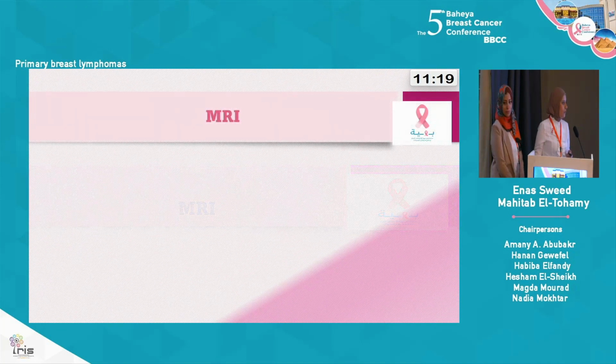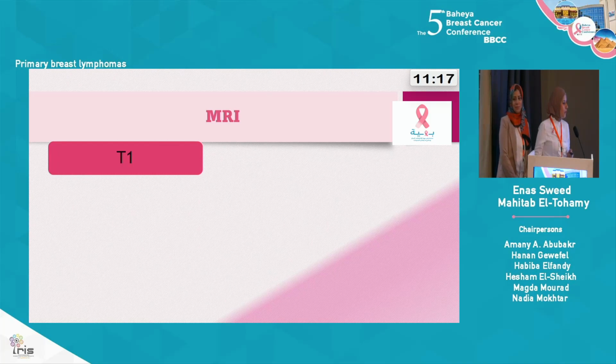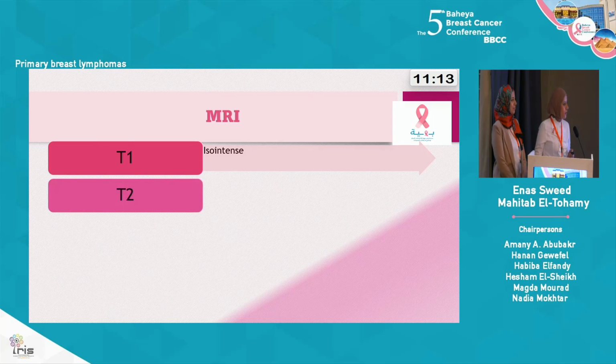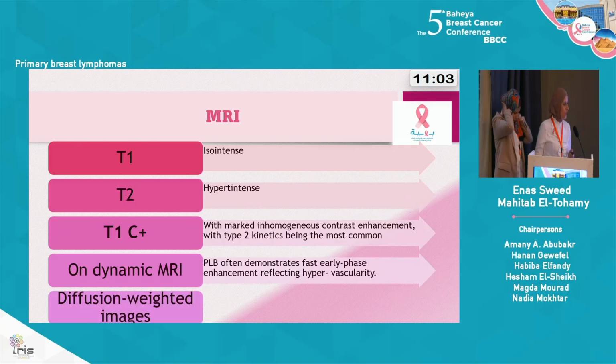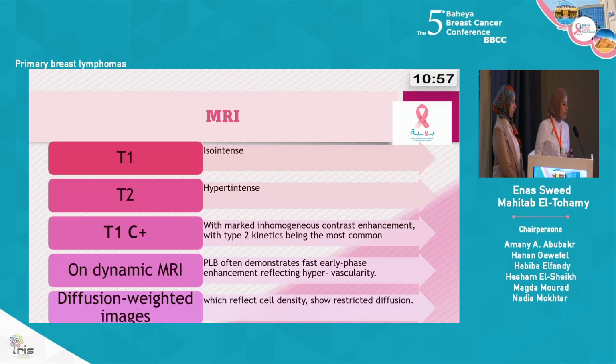MR findings. Primary breast lymphomas usually present with T1 isointense and T2 hyperintense signal. On T1 post-contrast, they usually present with marked inhomogeneous contrast enhancement, with type 2 kinetic curve being the most common, and usually fast early enhancement. On diffusion-weighted image, because of cell density, it usually shows restricted diffusion.